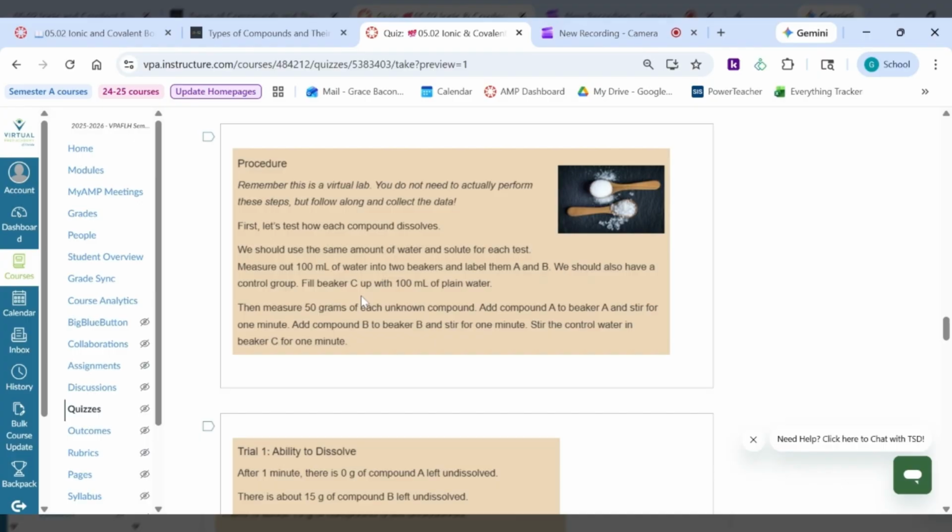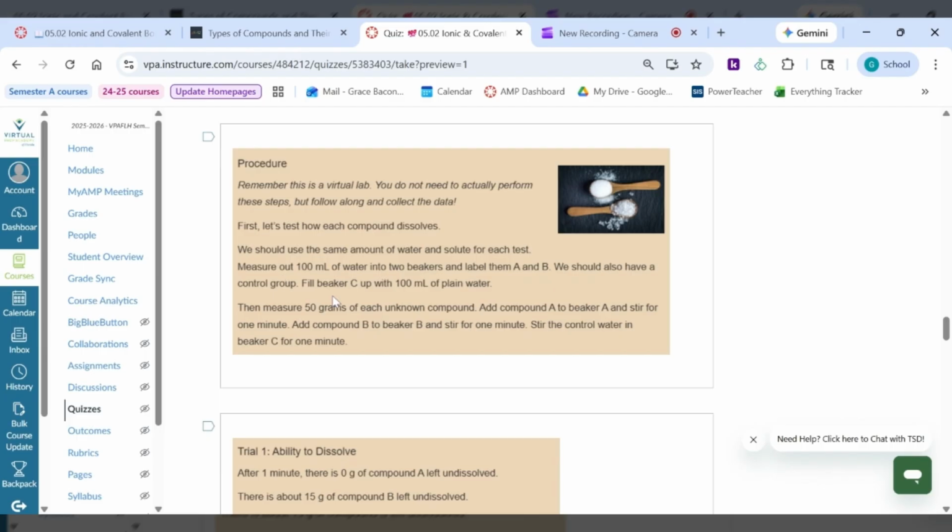So my procedure, first we test how much of each compound dissolves. And now I have my prediction that I've made in the back of my head as I go through this. It says we should use the same amount of water and solute for each test. Oh, those sound like controlled variables.